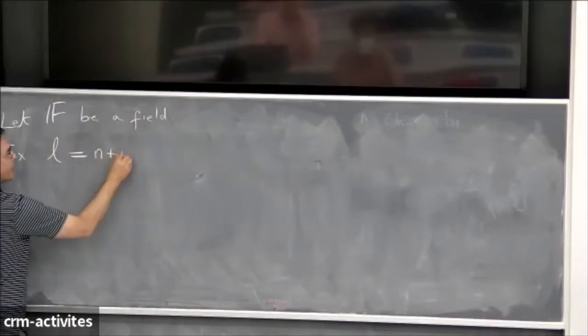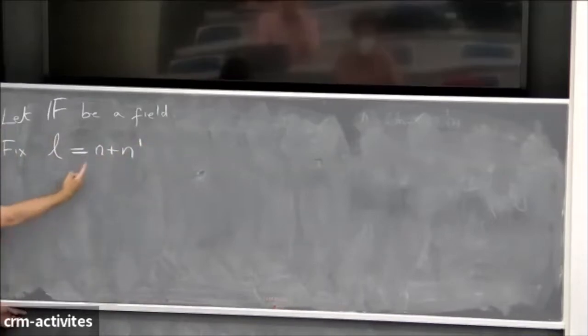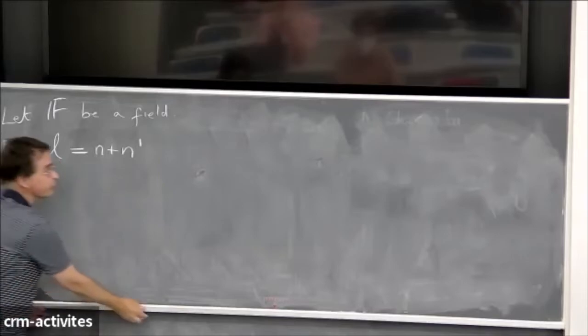Let me see. I need to fix some positive integer L, and I'm going to write L as n plus n prime. So I'm going to be talking about Grassmannians, and my Grassmannians are going to be n-dimensional subspaces of C to the L. So that's what L and n are doing for you.